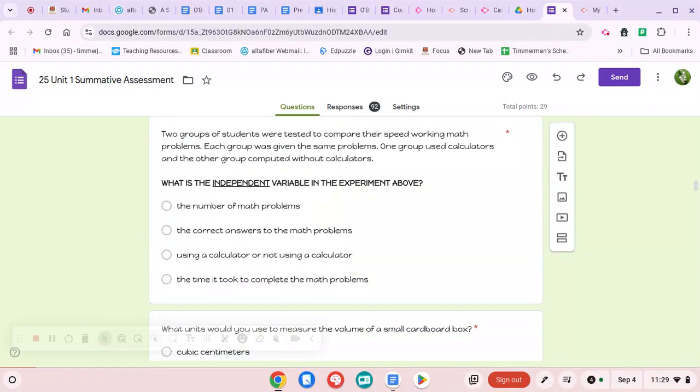Two groups of students were tested to compare their speed working math problems. Each group was given the same problems. One group used calculators and the other group computed without calculators. What is the independent variable in the experiment? The number of math problems, the correct answers to the math problems, using a calculator or not using a calculator, the time it took to complete the math problems.